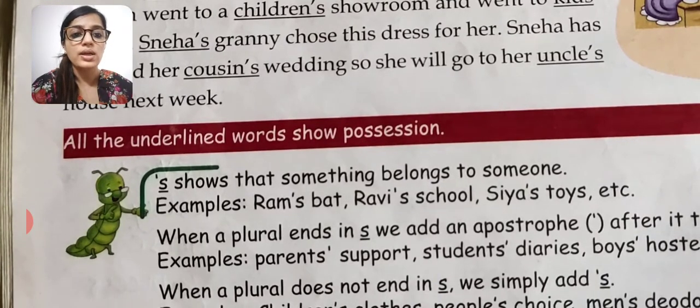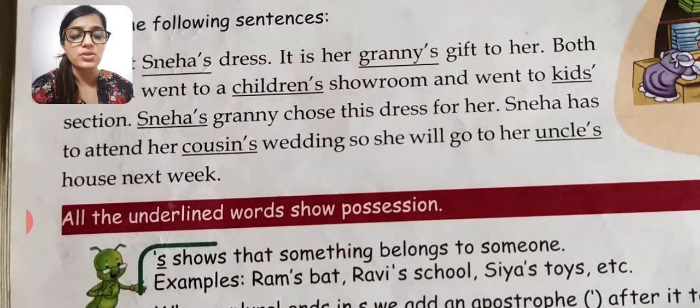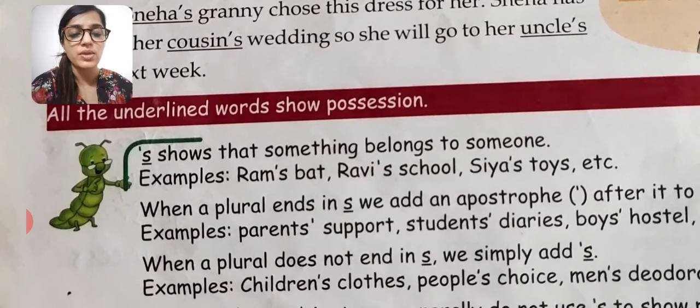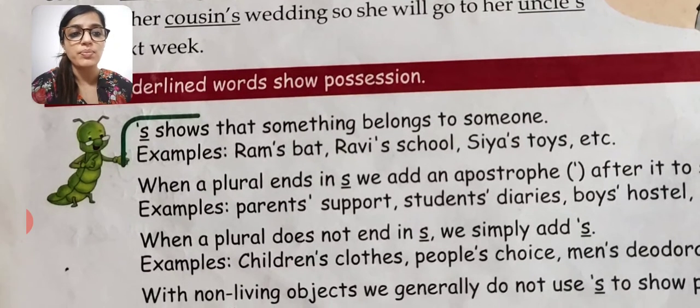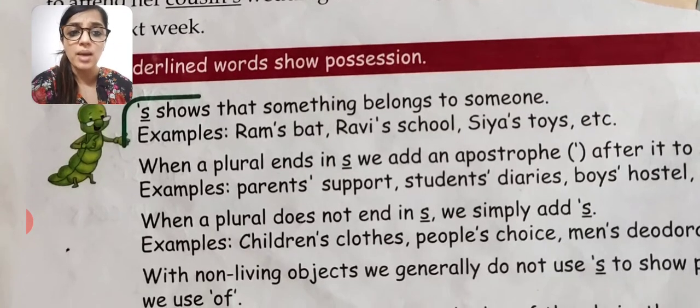So all the underlined words show possession. In this paragraph, all the underlined words were showing possession. Possession means ownership. So the apostrophe and s shows that something belongs to someone. Example, Ram's bat, which I told you earlier, Ravi's school, Sita's toys, etc. So these are some examples.